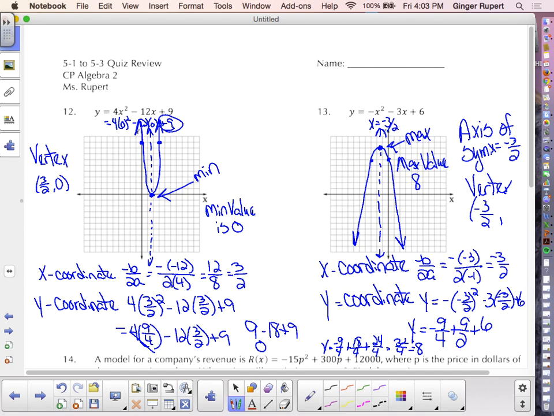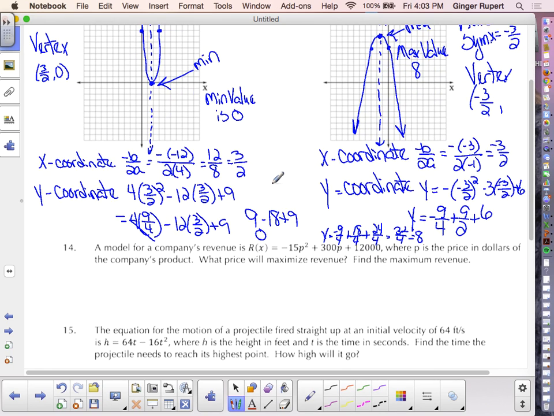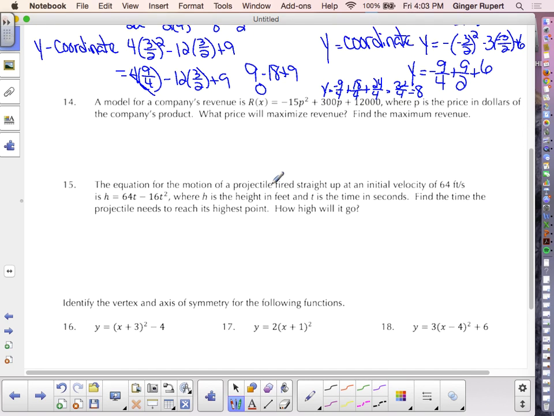Okay? You'll definitely see a problem like that. I doubt that it will have fractions in it. I don't want you to get bogged down in that detail. So don't worry about problems like 12 and 13. It's unlikely that I would have a fraction there.